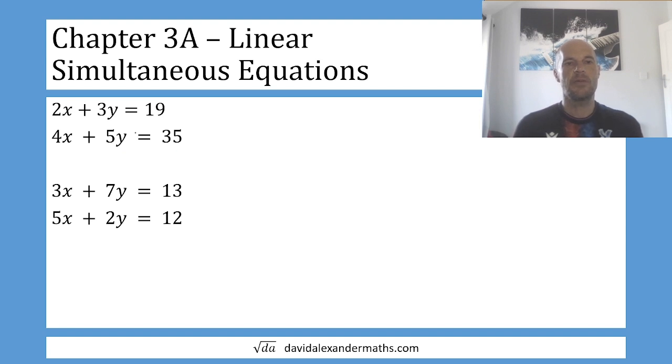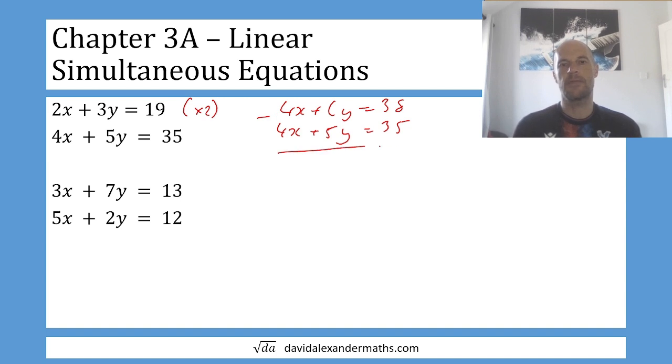Okay, so here we've got a bit of a problem because we don't have the same number of x's or the same number of y's. But I can easily double this top equation to turn that into 4x plus 6y equals 38. And the other equation is 4x plus 5y equals 35. So I've got the same number of x's, they are both positive, so I'm going to do a subtraction. So that's going to be no x's, of course. 6y take 5y is 1y, 38 take 35 is 3.